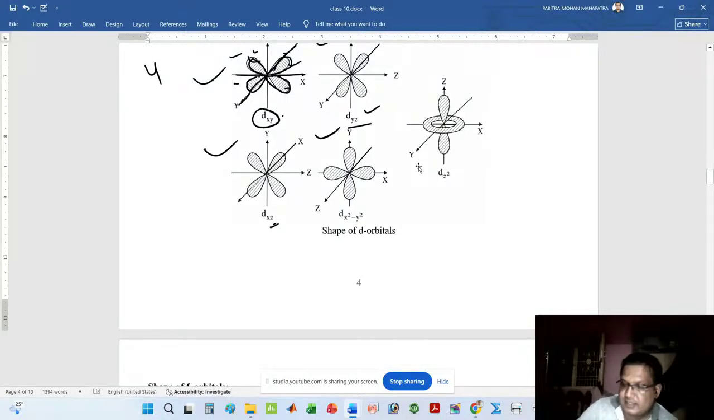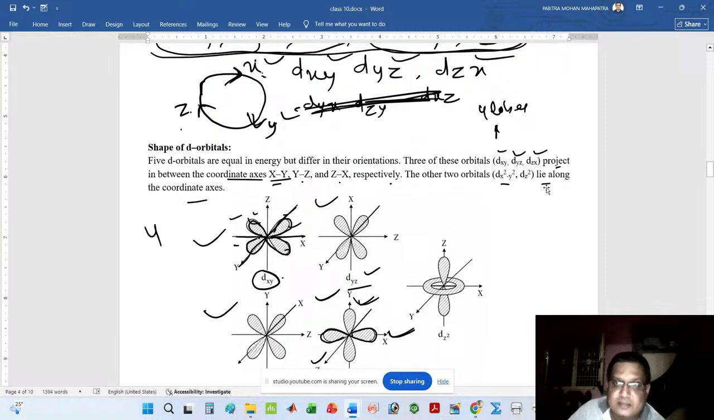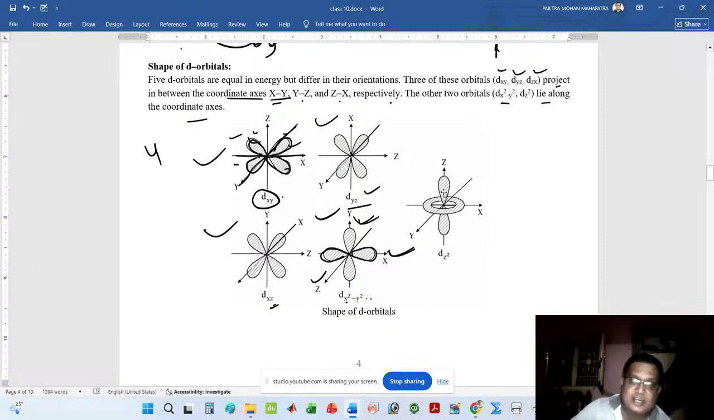Look at the dx square minus y square. This is your x-axis, this is your y-axis, this is your z-axis. Sorry, this is your x-axis, this is your y, this is your z-axis. For x square minus y square, one lobe is present aligned to the x-axis. That means lobes lie along the coordinate axis.